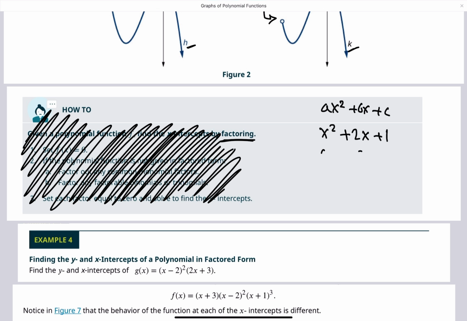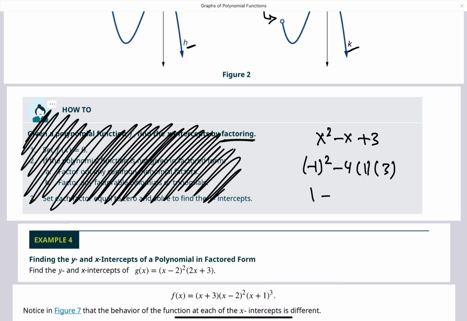That's it. Now, what if I have, let's say, x squared minus x plus 3? What is b squared minus 4ac? It's going to be negative 1 squared minus 4 multiplied by 1 multiplied by 3, which is simply 1 minus 12, which is negative 11. And what does this tell us? It tells us that it has no real solutions. But what we're going to do is simply find the complex solutions, which are the complex numbers.